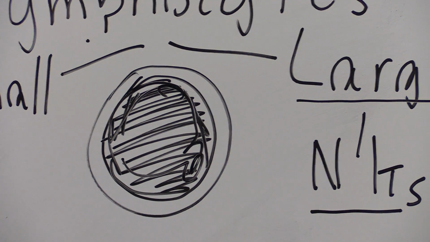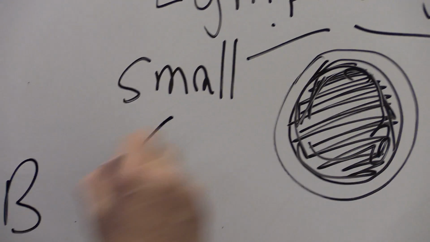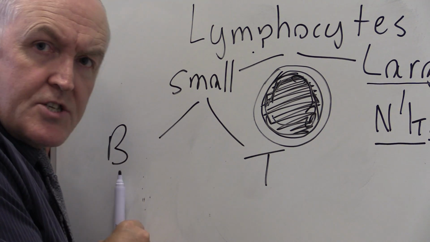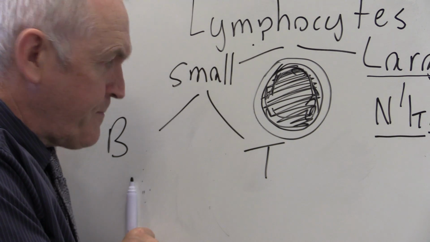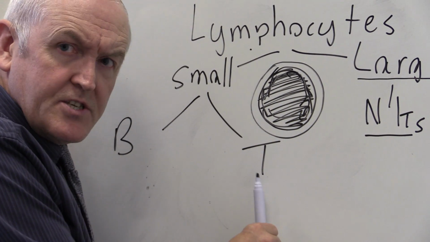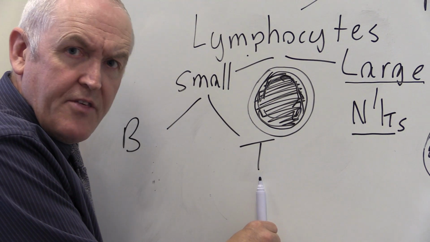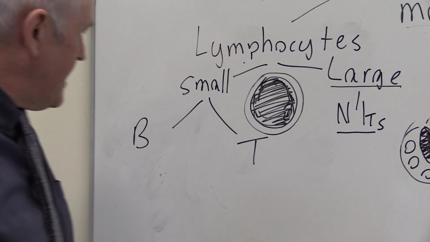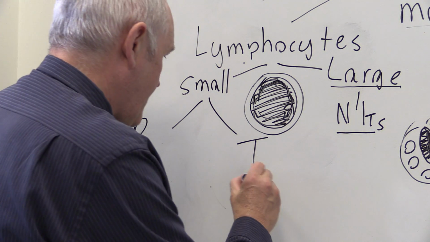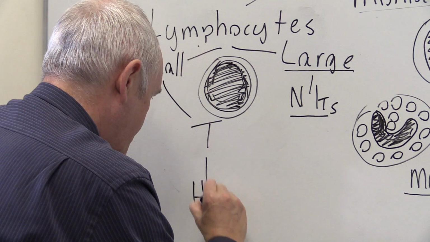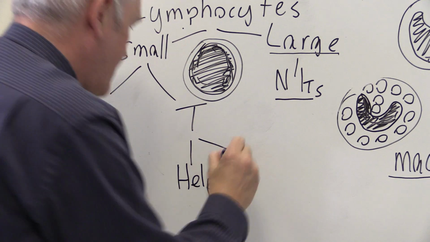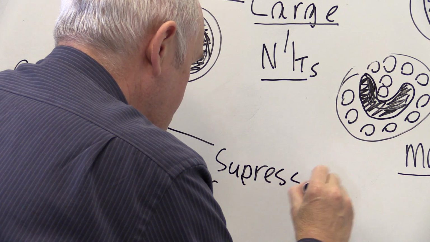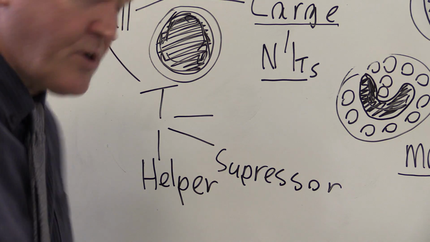And the small lymphocytes can be divided into B and T lymphocytes. Now the B lymphocytes are so called because they mature in the bone. The T lymphocytes are so called because they originally mature in the thymus gland, in the thoracic cavity. Now there are different types of T cell. So there are T helper cells. There are T suppressor cells. And there are T cytotoxic cells.